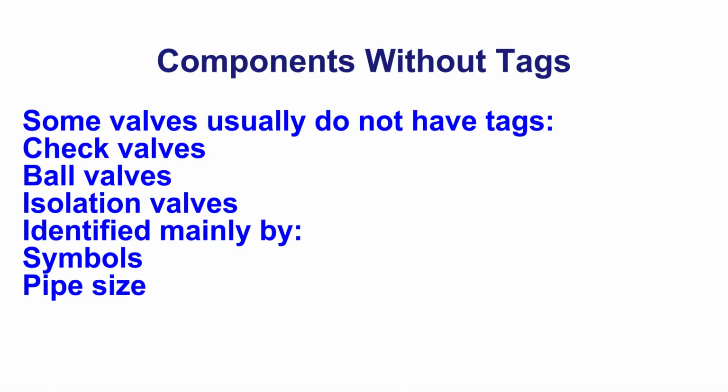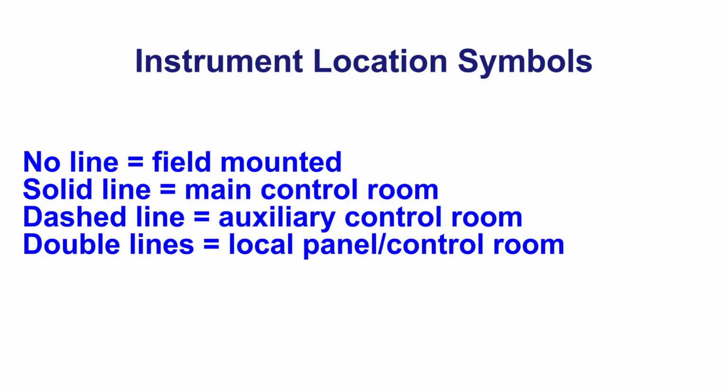Modern systems often use digital control like PLCs and DCS. In these systems, instruments can be monitored and controlled remotely. If you see a square around the instrument symbol, it means the device is part of a shared display or control system. This allows operators to access and control it from different locations.